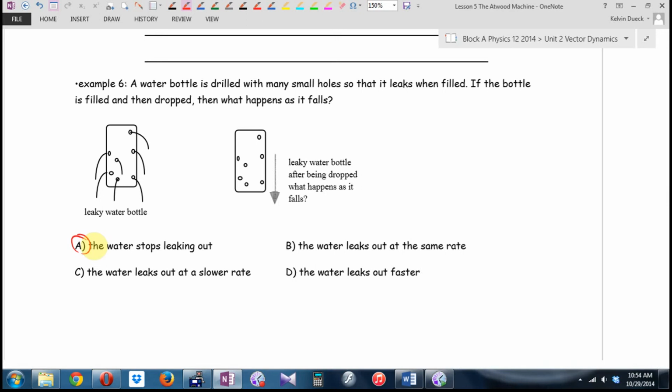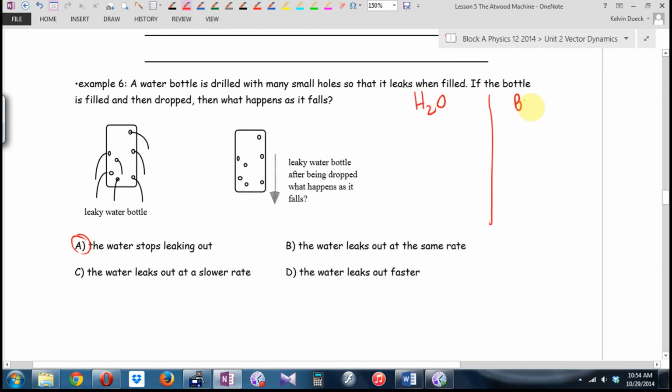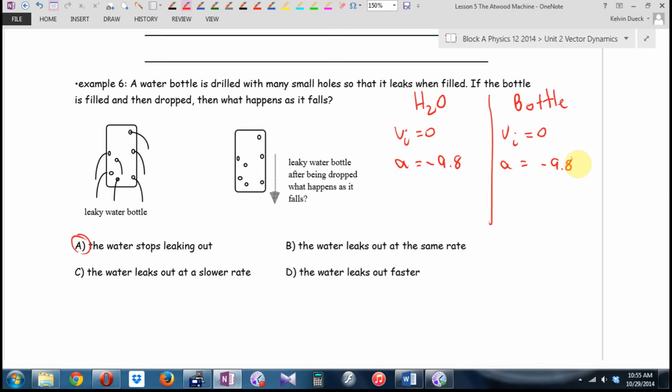Okay. Let's even be more specific. Here's the water. Here's the bottle. When I was dropping it, what was both of their initial velocity? 0. Okay. What was their acceleration? For both of them? So if they start with the same velocity and they accelerate with the same acceleration, is it possible for one to get ahead of the other? No, which means, because for the water to leak, either it has to get ahead of the bottle, or the bottle has to get ahead of it. It's either going to leak behind or leak ahead.